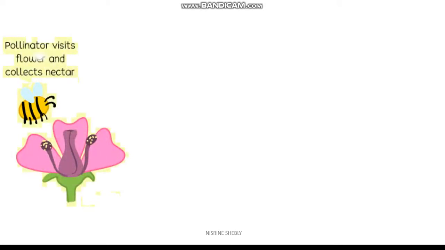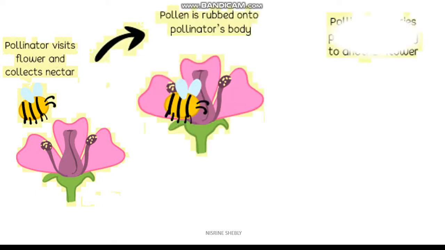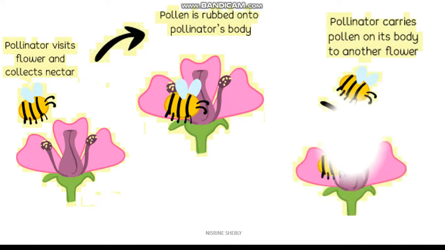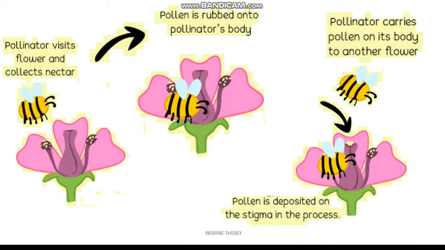How? First step, pollinator or bee. A pollinator can be a bee or a butterfly or other flying insects. Visits flower and collects nectar. Pollen is rubbed on the pollinator's body. Pollinator carries pollen on its body to another flower. Pollen is deposited on the stigma in the process.